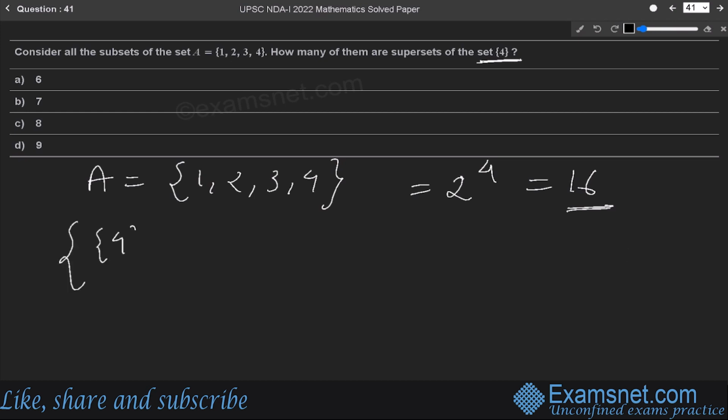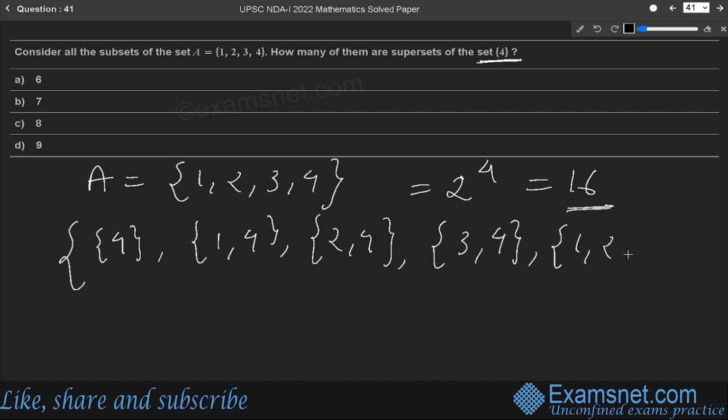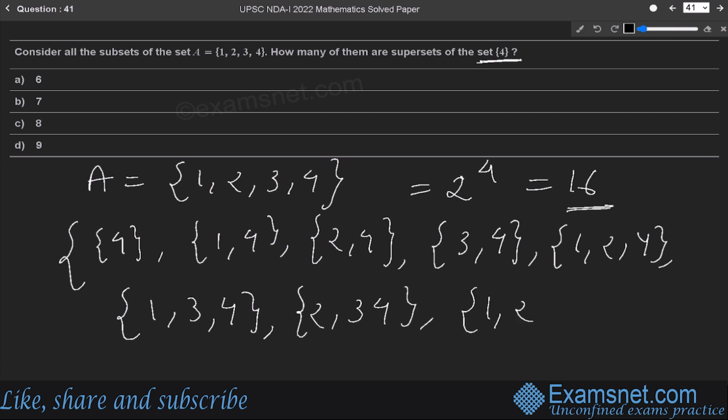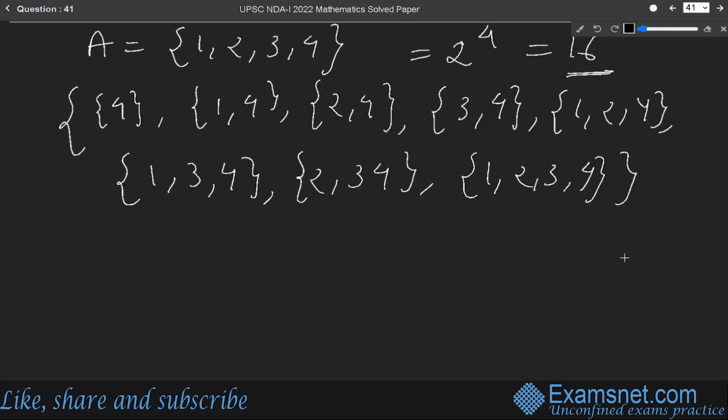So one will be {4} itself. Another is {1, 4}. Then {2, 4}. Then {3, 4}. Then {1, 2, 4}. Then {1, 3, 4}. Then {2, 3, 4}. And then at last {1, 2, 3, 4}. So you can see how many subsets we have. Just counting: 1, 2, 3, 4, 5, 6, 7, 8. So the total number of subsets which contain 4 is 8.